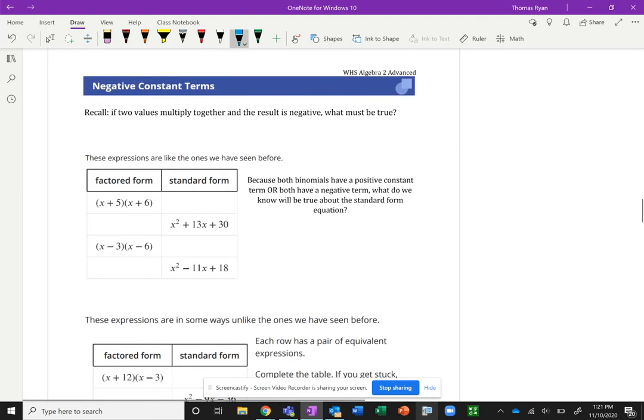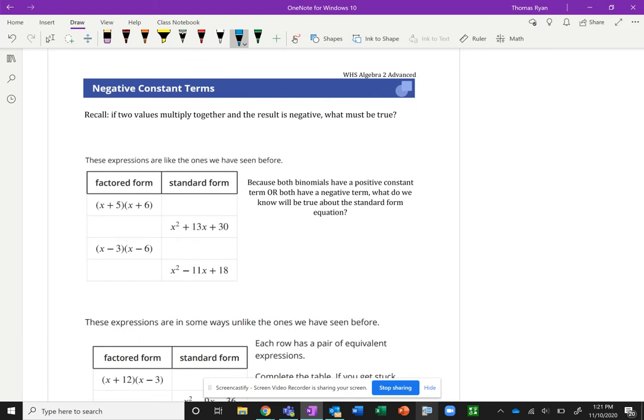Okay, what happens when you have a negative constant term? So real quick, recall, if two values multiply together and the result is negative, if a number times a number equals a negative, then what must be true? Well, wait a minute. Positive times a positive is a positive. Negative times a negative is a positive. Oh, that's right. So we must have one negative and one positive.